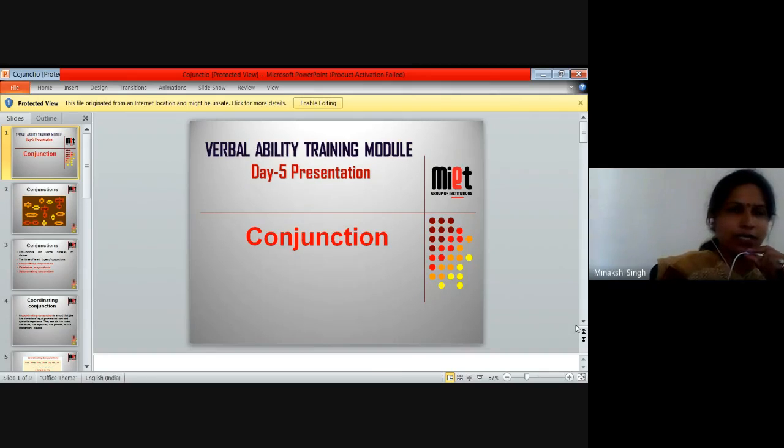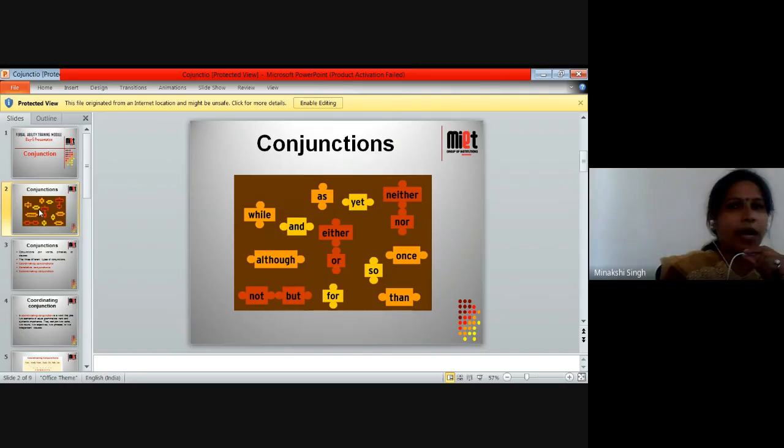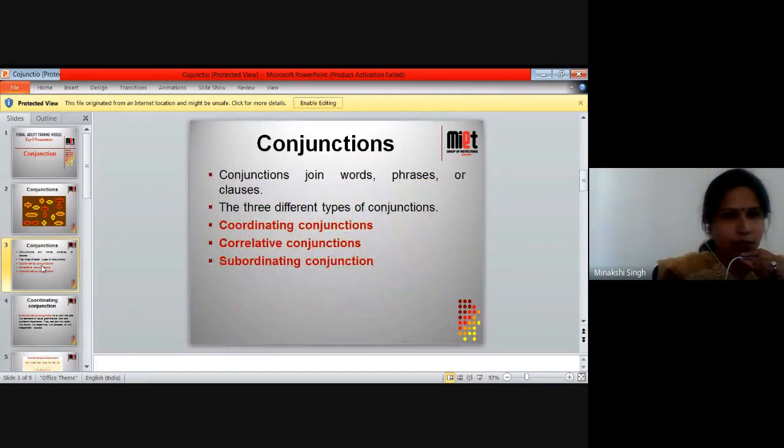So, students, when I say conjunctions, you may recall while, as, yet, neither, and, either, nor, although, or, so, once, not, but, for, then. All these words are conjunctions. And what are conjunctions? Conjunctions are joining words, right? Conjunctions का काम होता है ज्वाइन करना, वर्ड्स को ज्वाइन करना, फ्रेजेस को ज्वाइन करना या फिर क्लॉजेस को ज्वाइन करना. क्लॉजेस स्टूडेंट्स, इंडिपेंडेंट क्लॉज एंड डिपेंडेंट.